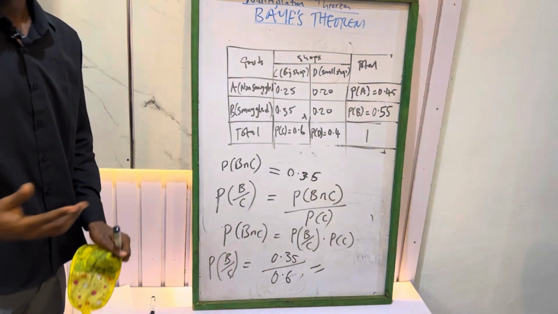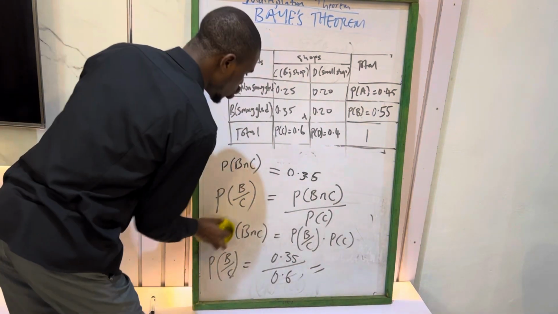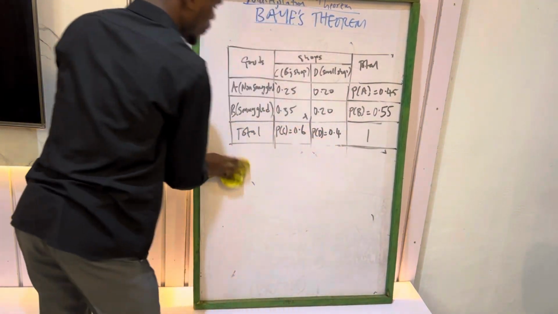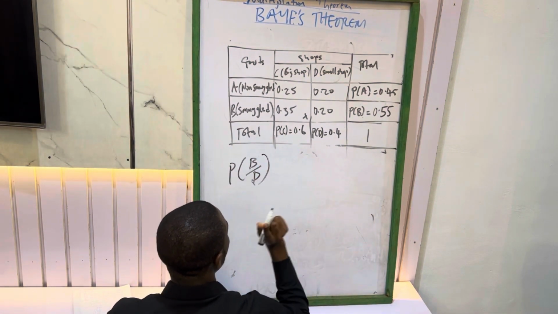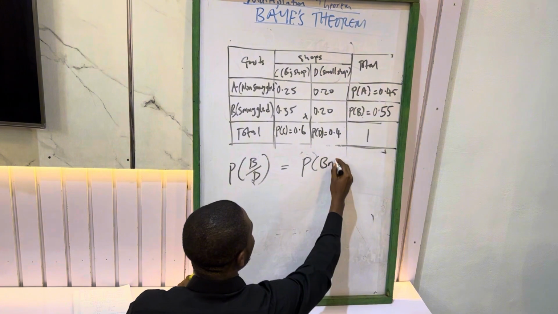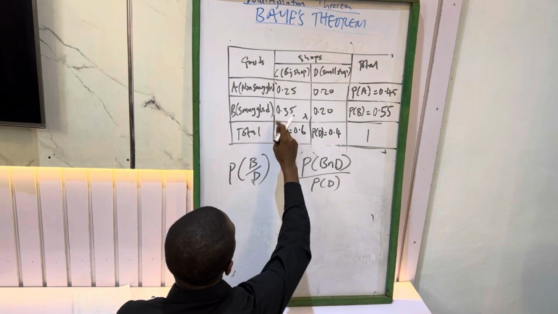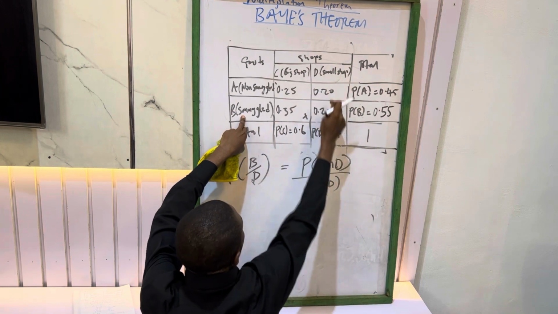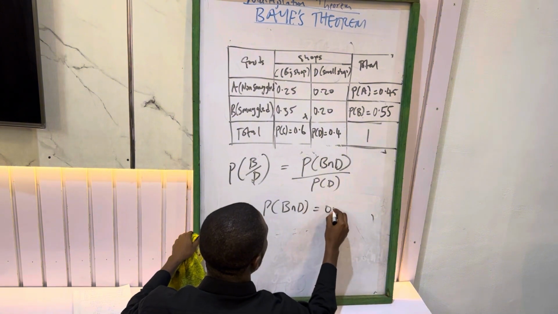For the next question, they also say we should find probability of B over D. Let me just show you that one so you can do the ones that follow. It takes the same shape. Probability of B over D should give you probability of B intersect D over probability of D. And what's probability of B intersect D? Where is B and D meeting? Where is B? This B. And where is D? This D. Where the two meet is 0.20. So probability of B intersect D is equal to 0.20.